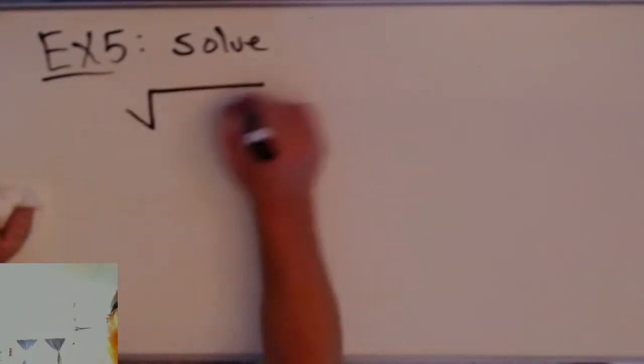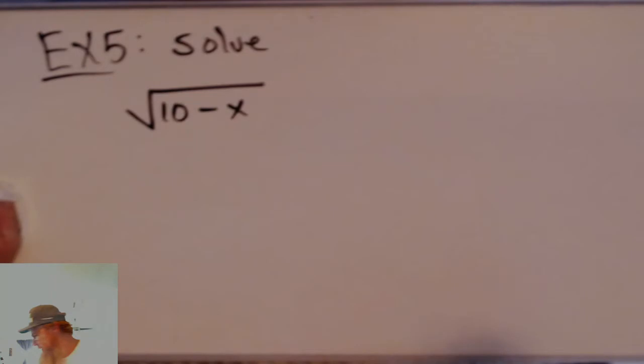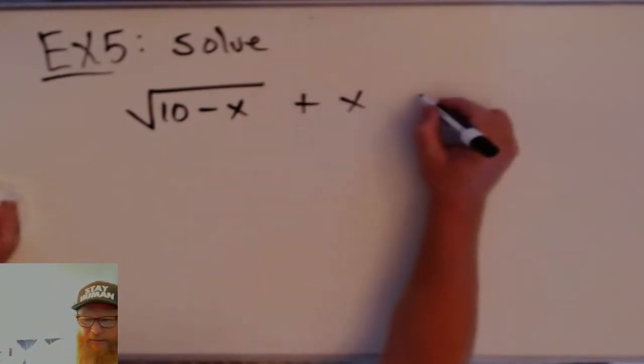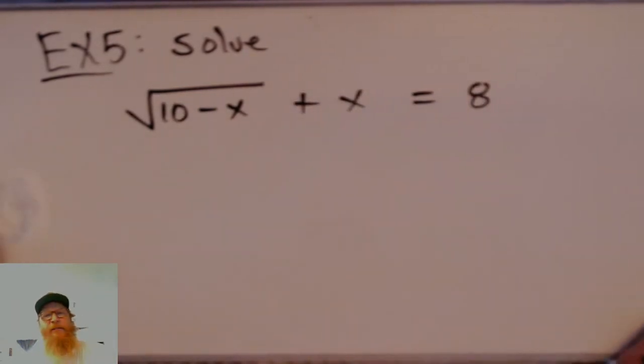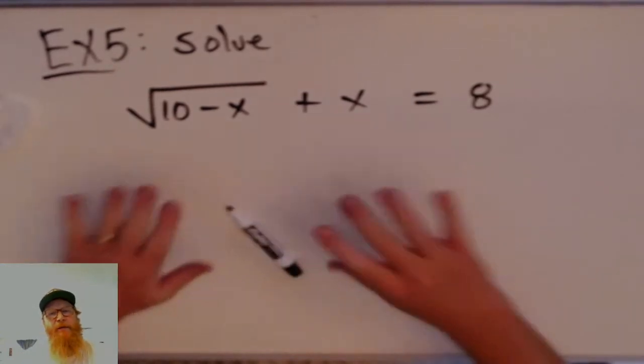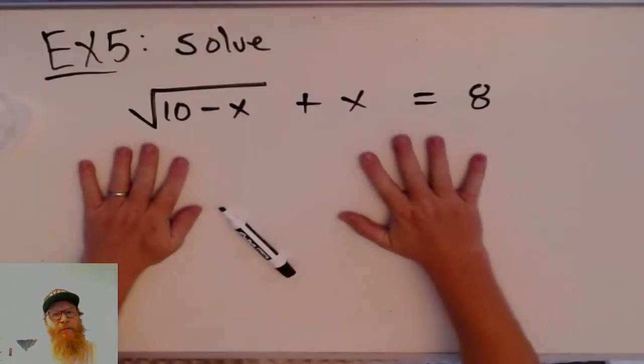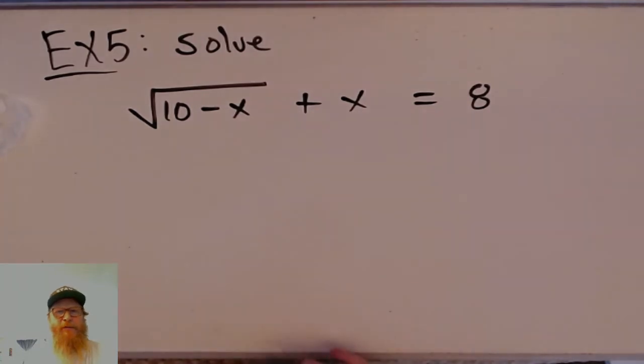The square root of 10 minus x plus x is equal to 8. And I'm just going to hope that my camera comes back down to me. There we go. Nice. Autofocus.